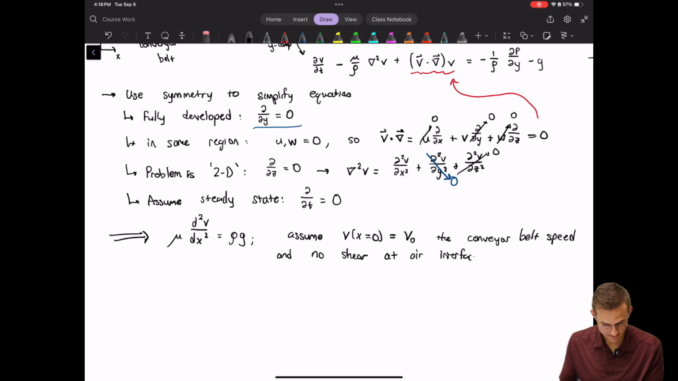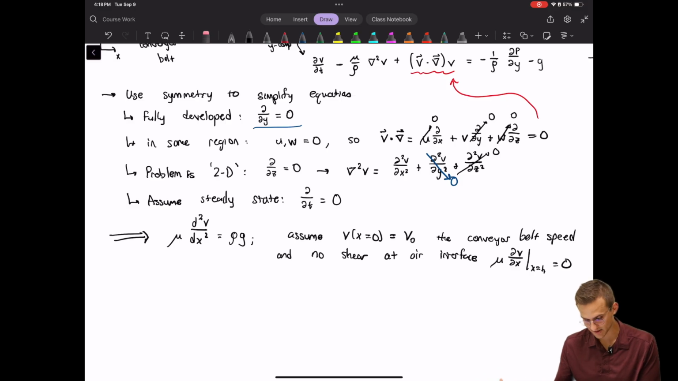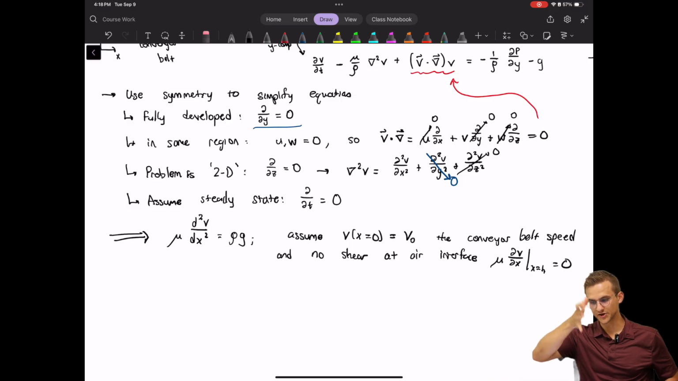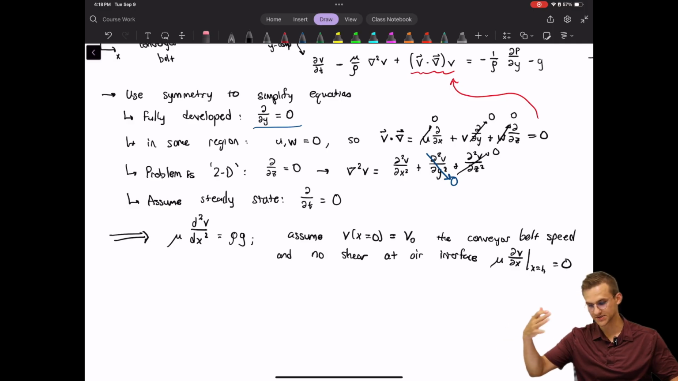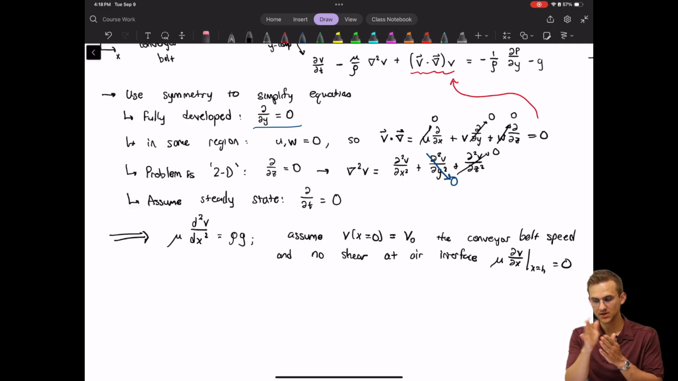So what we mean by that is that mathematically, mu dv/dx at x equals h is equal to 0. Okay, so that's true. But what that means is that there's basically the friction between the flow and the air is so small that the air is not going to cause any sort of change in the properties of v in the x direction.